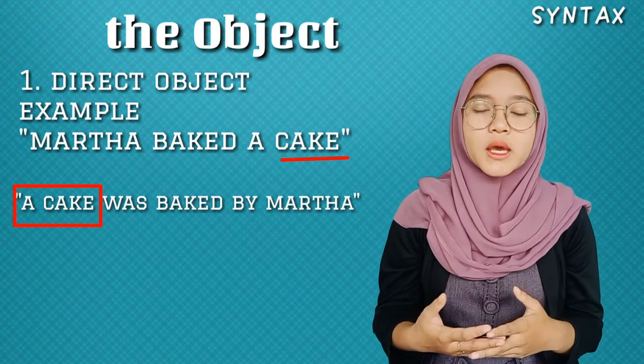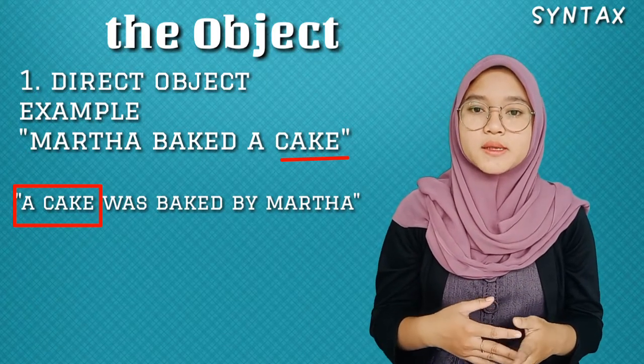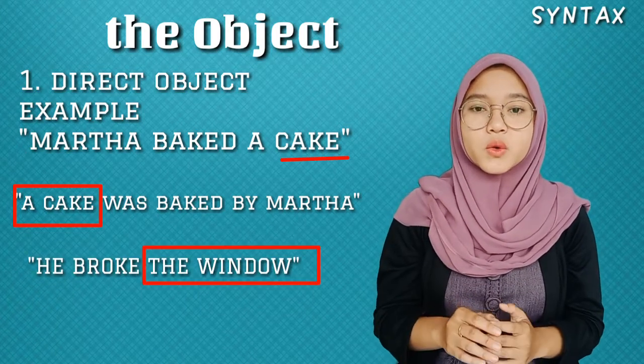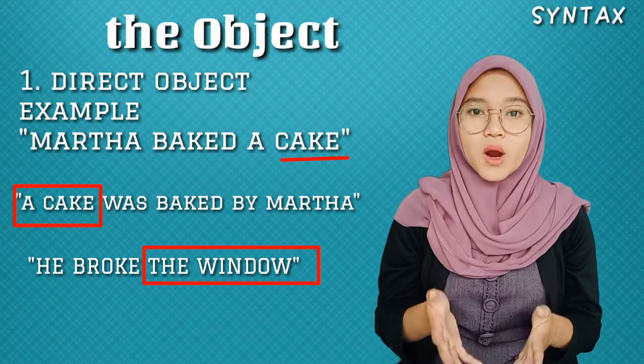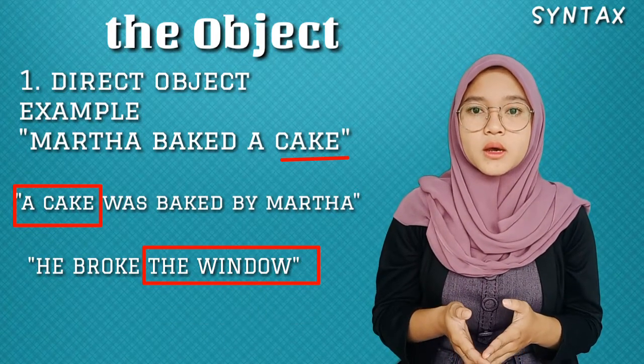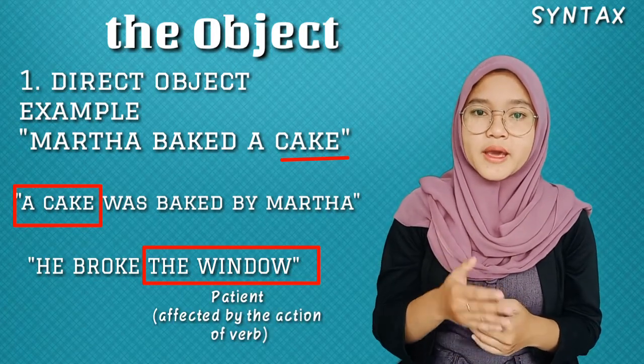Direct objects typically refer to patients. For example, he broke the window. The window is the patient. Why? Because it is affected by the action of the verb.